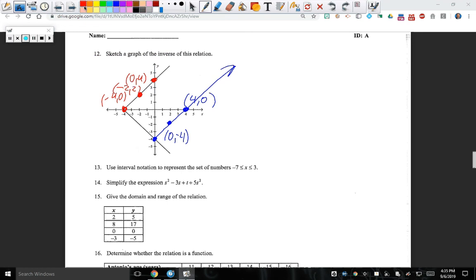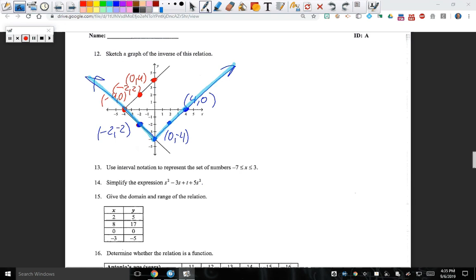So let's say on the original, I picked a -2, -2. Well, on the inverse, it's also going to be -2, -2, because if you flip the x and y, you still get that same point. So the graph looks like that. So the inverse would be this graph right here.